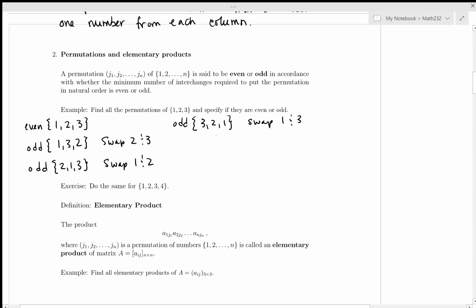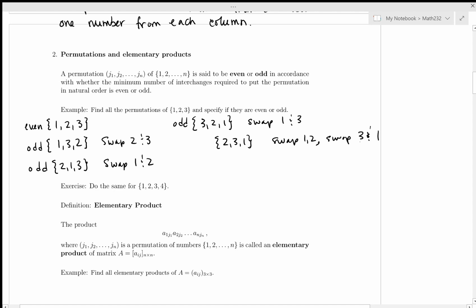Let's take a look at another permutation. That would be 2, 3, 1. So what do I have to do? Swap 1 and 2, and then after that, I have to swap 3 and 1.